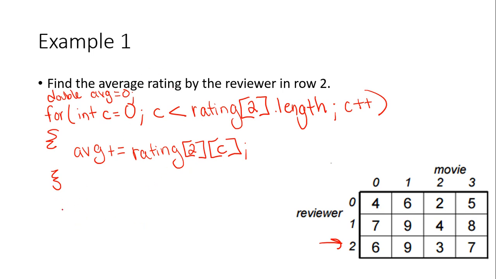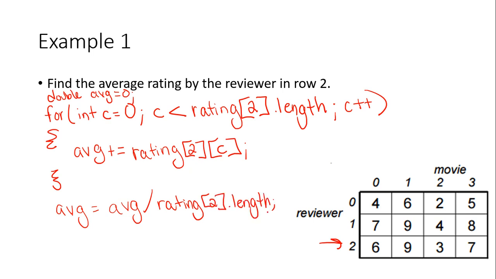So that means I'm going to take my average and divide it by how many numbers there are. Well, I can't say 4 because what if there are more numbers? I'm trying to keep this generalized, right? So what I can do is divide by rating 2 dot length. That would give me my average for the reviewer in row 2.